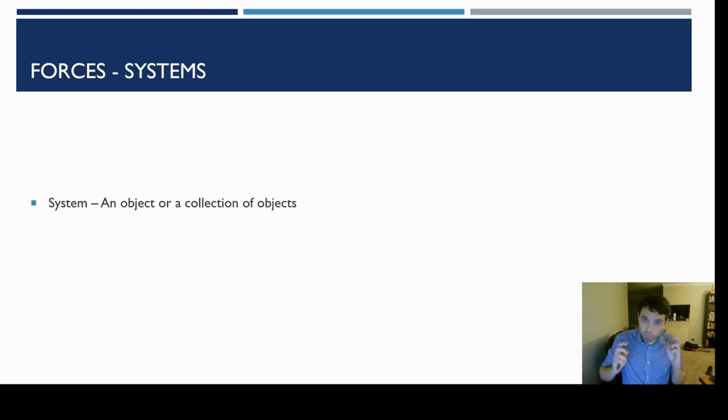The user, that's you and me, the physicist doing the problem, defines what the system is. We say the system is these three blocks, or the system is the planet, or the system is the car, whatever. You get to pick what it is, and it will make more sense later when we talk about problems. For now, understand that you pick the system and it's just a collection of objects, or it could even be just a single object.